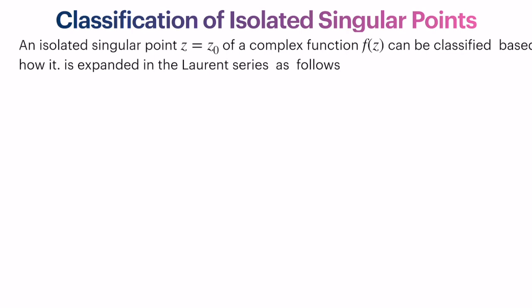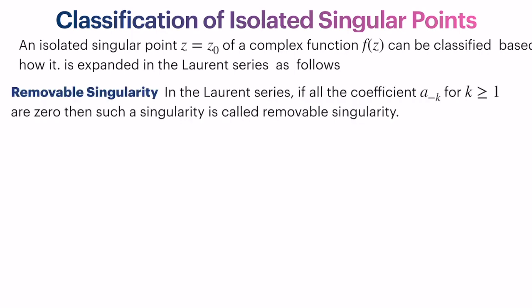So this gives an important difference between 1 by z and the rest of the powers. So this leads to further classification of an isolated singularity. Let's have a look at it one by one. An isolated singularity at a point z equal to z naught of a complex function can be further classified based on how it is expanded in terms of the Laurent series.